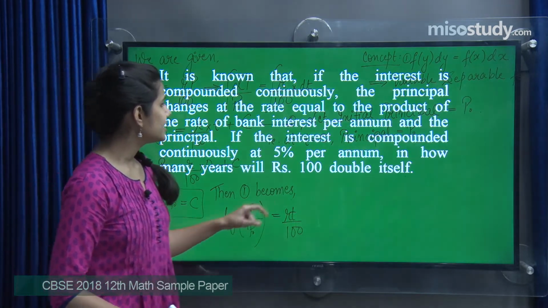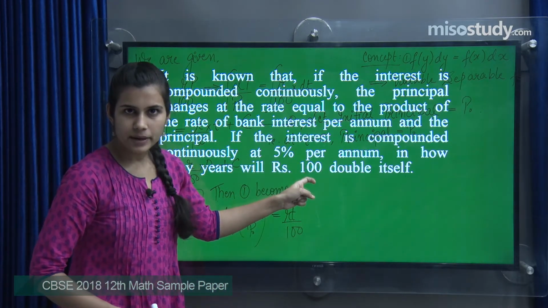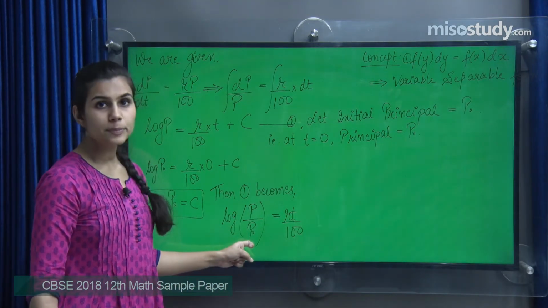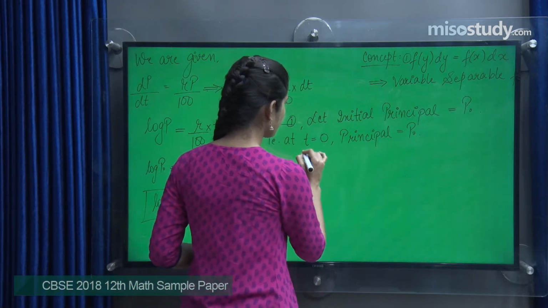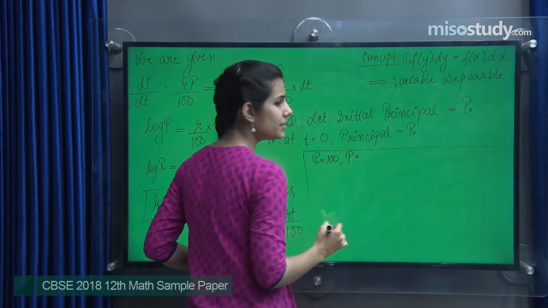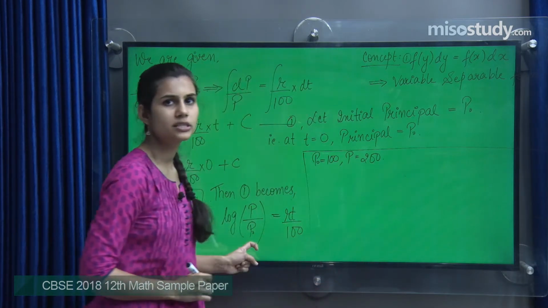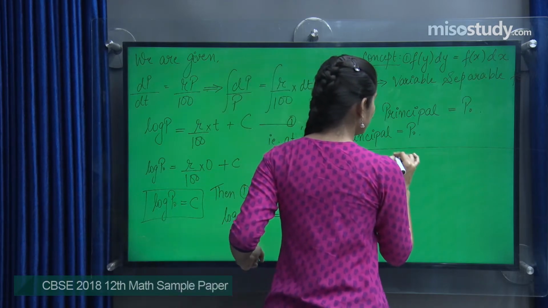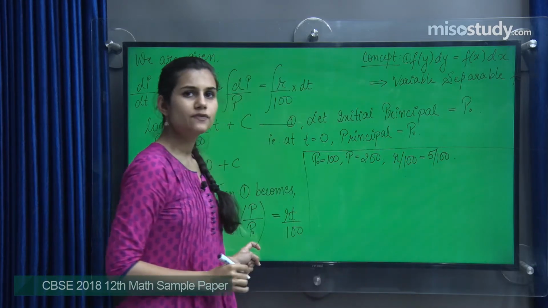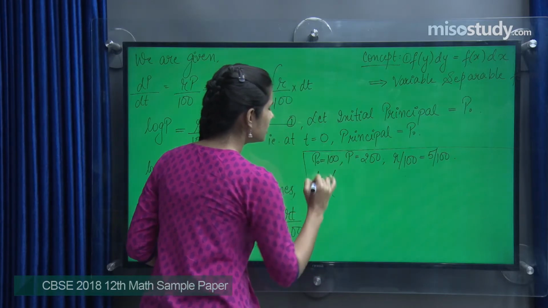Well, the question basically said that 5% is the rate, 100 is your initial principal amount. In how many years will it double itself? So basically my initial principal is given to be 100. P naught is 100. The final principal is double of 100, which is 100 plus 100, or 2 times 100, which is 200. And the rate r upon 100 is given to be 5%, which is 5 upon 100. So r is 5. Plug these values, you get what?